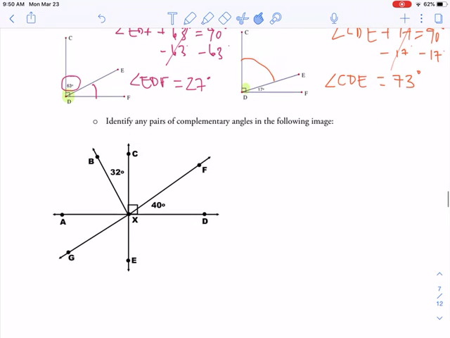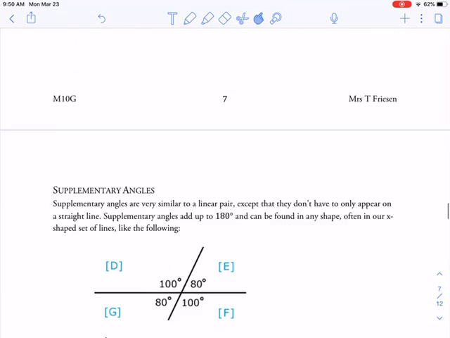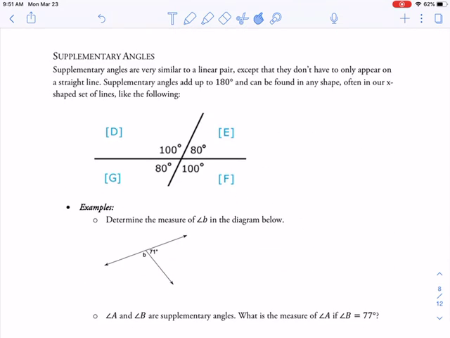Now, I think I took this example here out of your notes, so just don't worry about it. I just forgot to delete it from mine. We're going to keep going to the next page. Okay, supplementary angles.